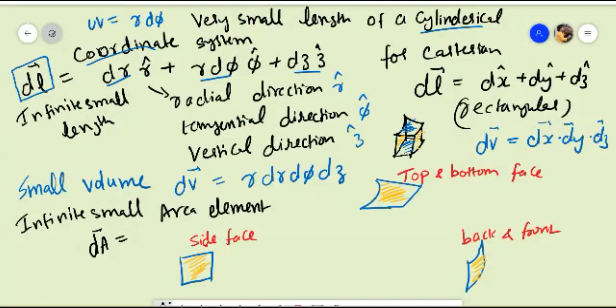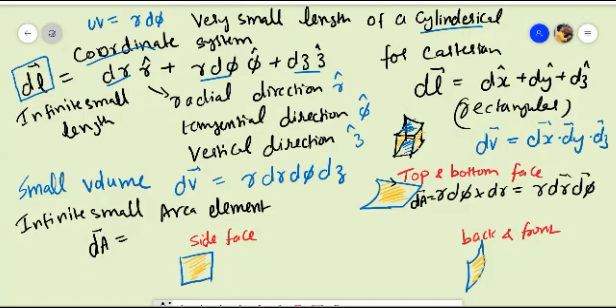Let us check out which are the different elements which we are using here. One element is the r dφ element, and then we have the radial element. So we can just multiply r dφ by the radial element. So this top and bottom face area will be equal to r dr dφ. So this will be my area dA.